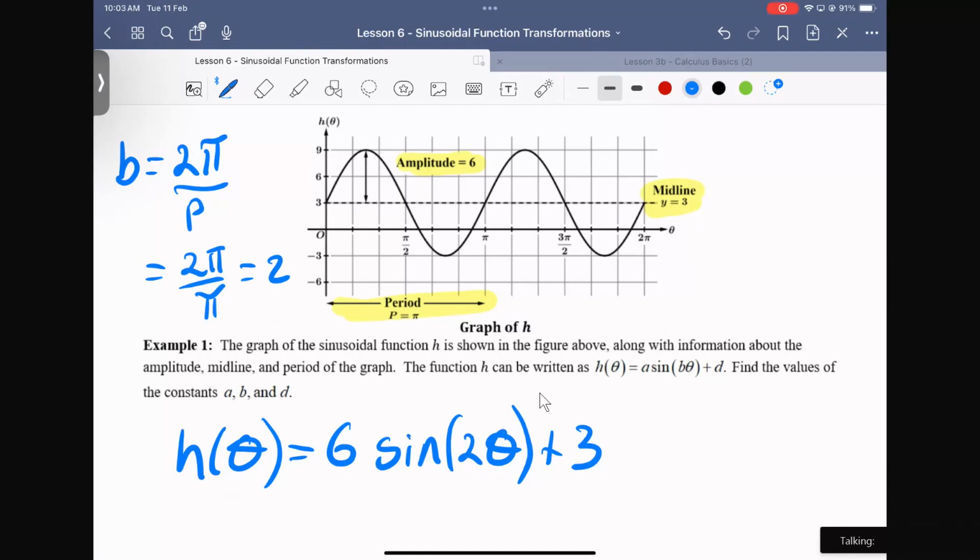So we have two multiplicative transformations. We have the vertical multiplicative transformation, 6, which is going to give a vertical dilation, factor 6. We have a horizontal multiplicative transformation, which is going to give a horizontal dilation. This one is going to be a factor 1/2. And then we have an additive vertical transformation, which is going to move it up by 3.